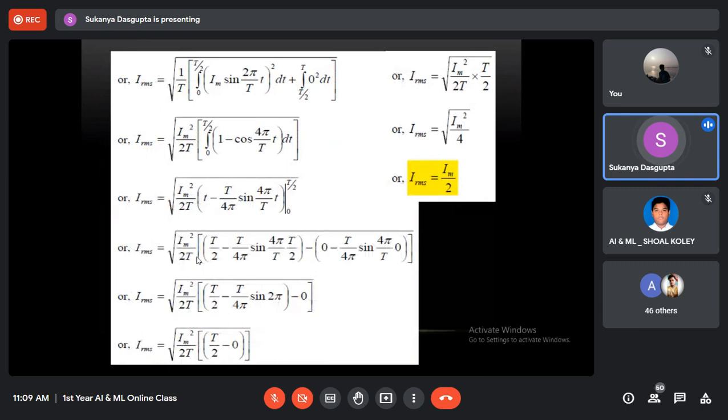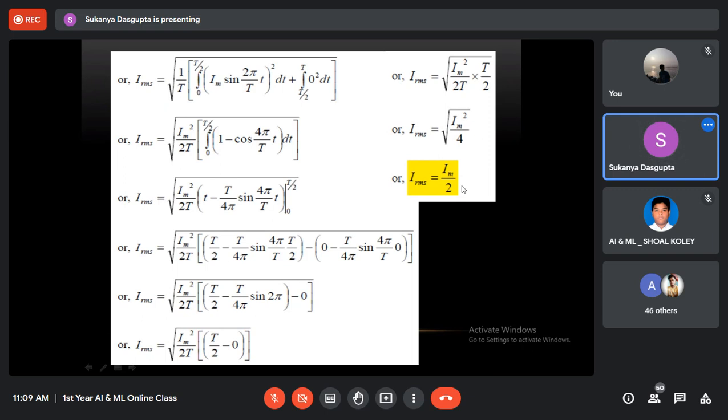And to calculate the RMS one, you will just take the square of this quantity I. The second term will be absent because there is no signal for the duration T by 2 to T. So only the first half will be under calculation. And after doing the calculation, I RMS will be calculated as Im by 2.